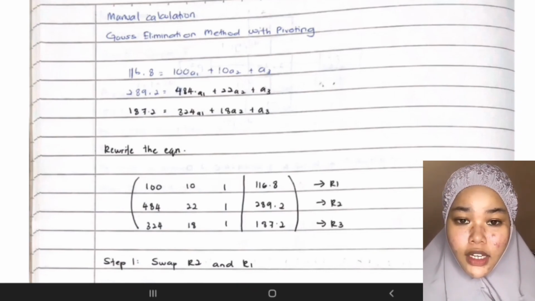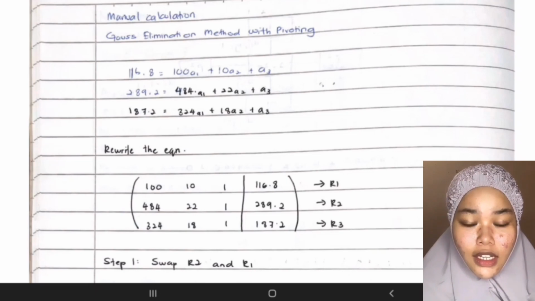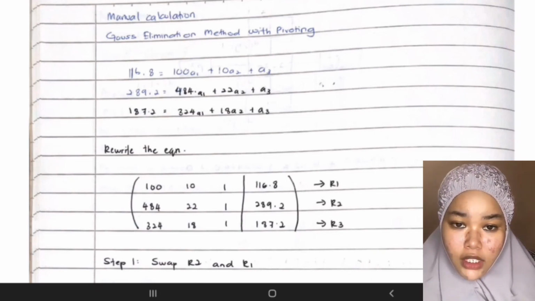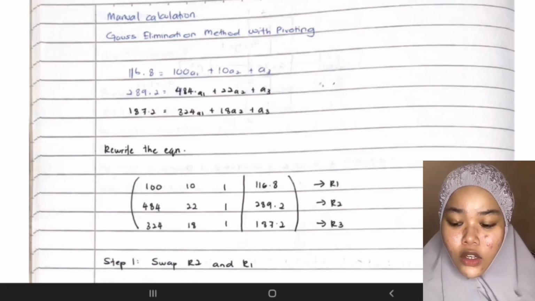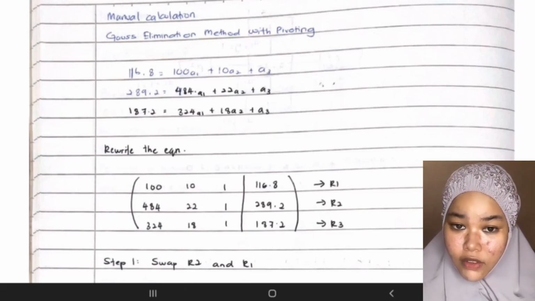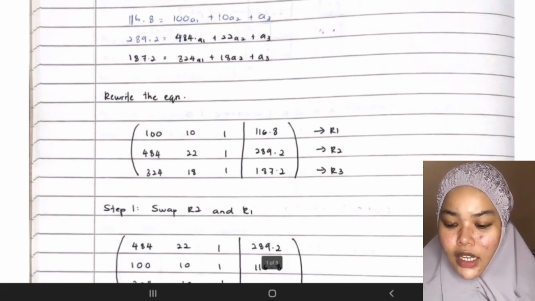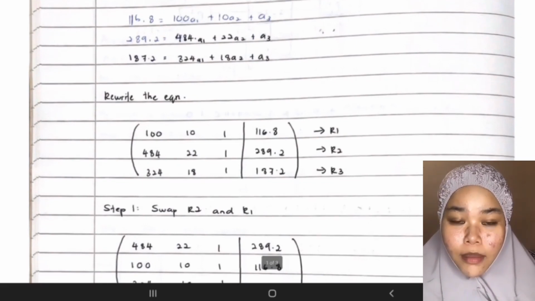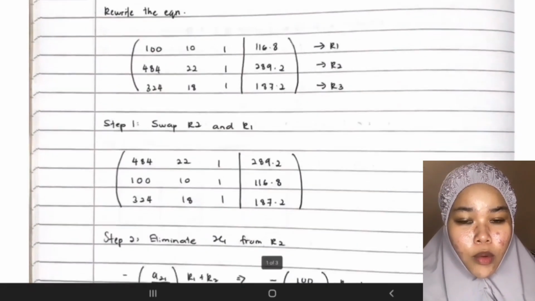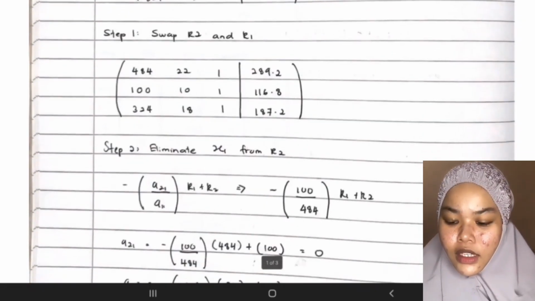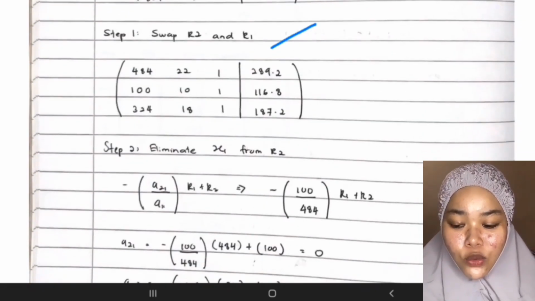First of all, we know that there's a difference between the Gauss elimination method only and the Gauss elimination method with pivoting. The difference is, first of all, we need to rewrite the equations for R1, R2 and R3, and then we need to swap R2 and R1, so R2 will be placed at R1 and R1 will be placed at R2. The next step is we need to eliminate x1 from R2.